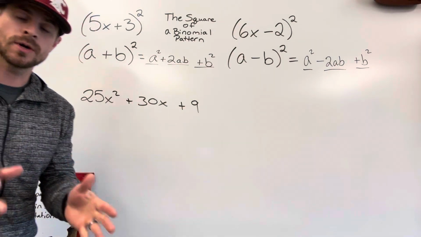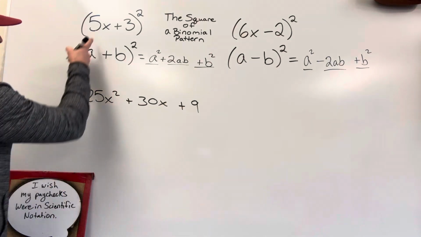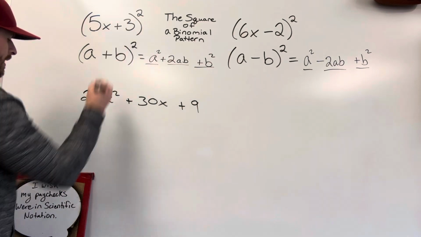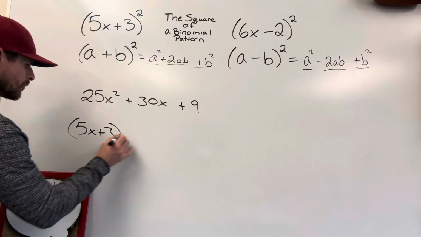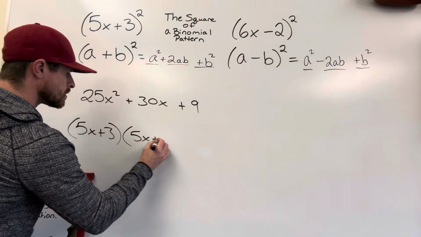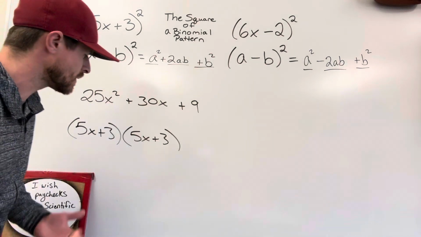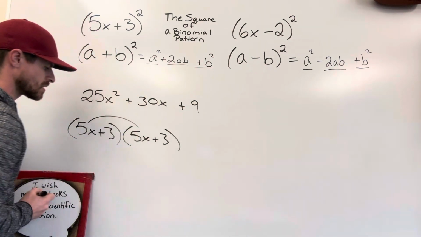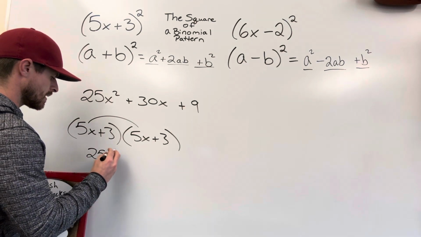Now let me help you understand why the pattern is what it is. If I take 5x + 3 and I say square it, well, what does squaring something mean? It means we take 5x + 3 and multiply it by itself. So let's see what happens when we do this. Using the FOIL method, or boxes, whatever method you use to multiply two binomials together, 5x times 5x is going to give you 25x².